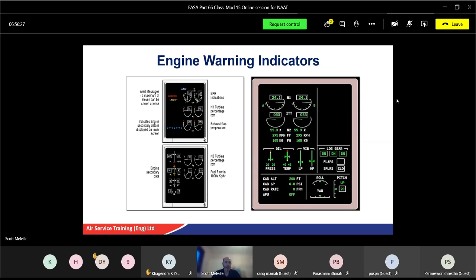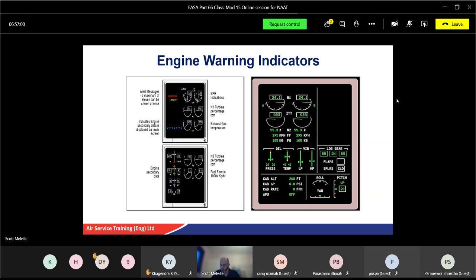After an automatic shutdown of an APU, what would you do next? Switch it off. Yeah, just switch the switch off. That way, there's no power going to the APU in case it decides to try and start itself for some bizarre reason. Okay. Good. Done that one.